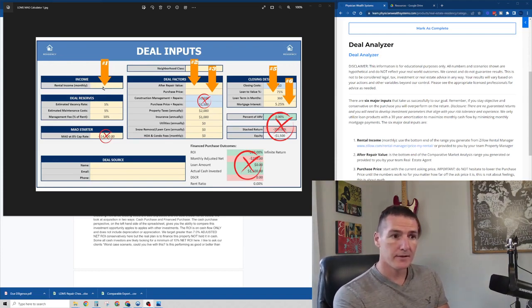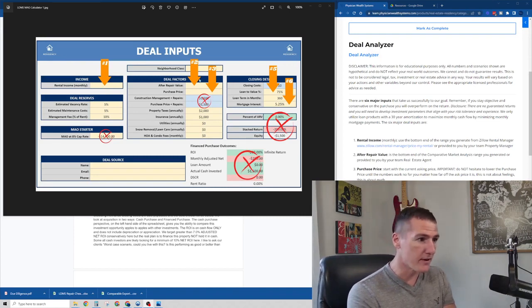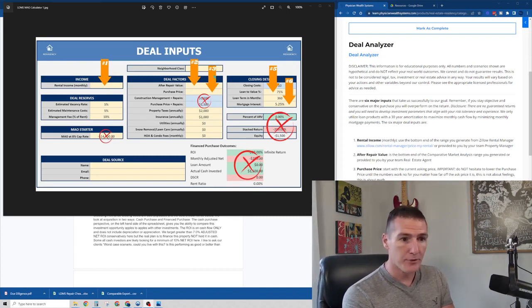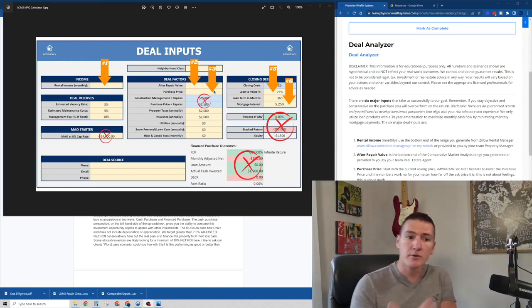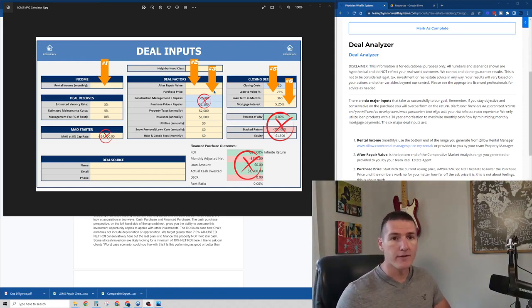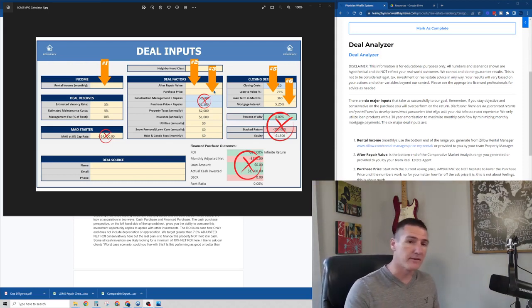And number 2 is after repair value, right here. Number 3 is the purchase price. And a little note I have in here is don't hesitate to lower the purchase price until the numbers work for you, no matter how far off it is from the asking price. Don't worry about somebody's feelings. This is math. This is business.